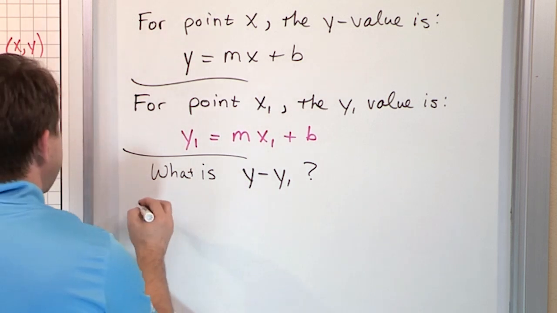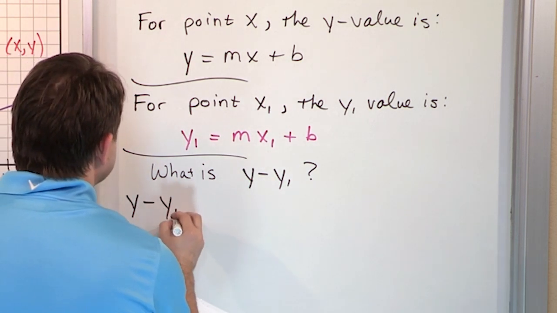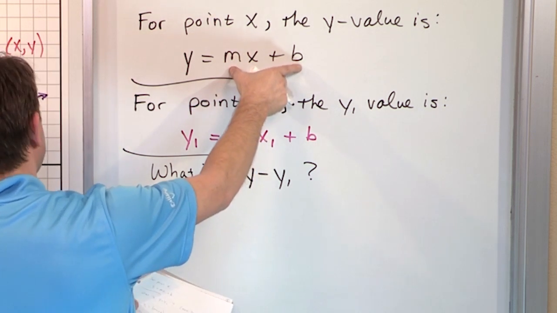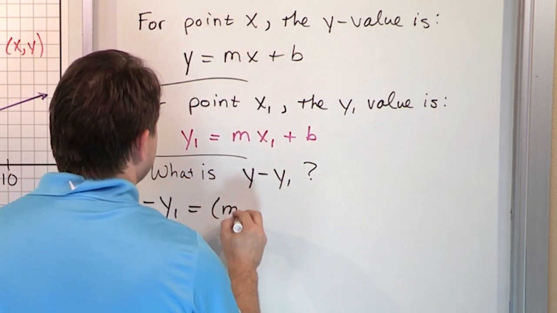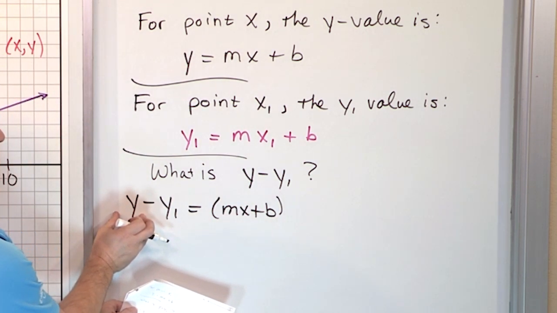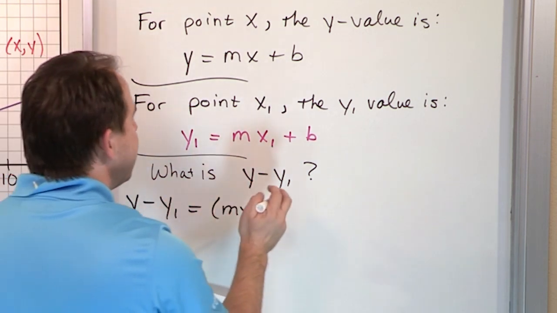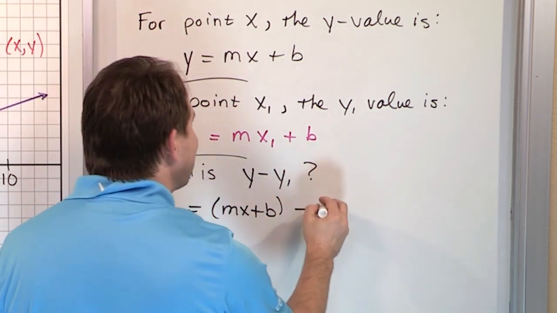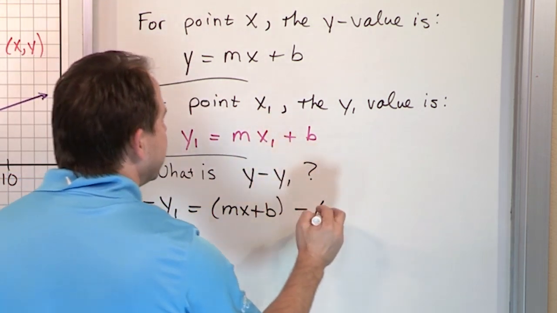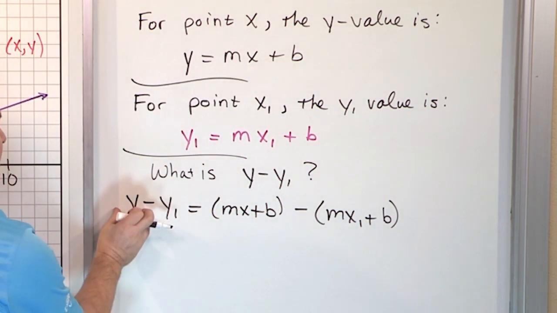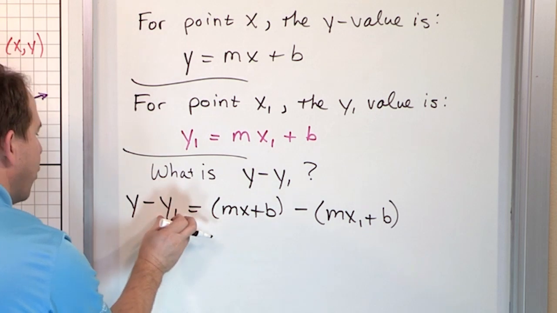So what do I say? Well, y minus y1 is what? Well, y I just said was mx plus b for the other point over here, because this is what y is for that point that I called y. But I'm going to subtract y1 from it. I'm going to find the vertical difference between them, so I have to subtract off the other value here, mx1 plus b, right? y minus y1.